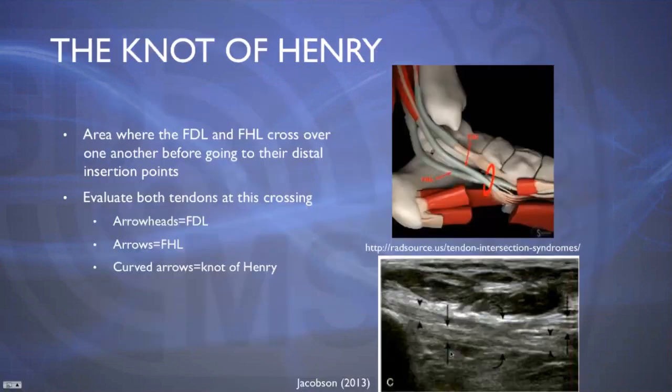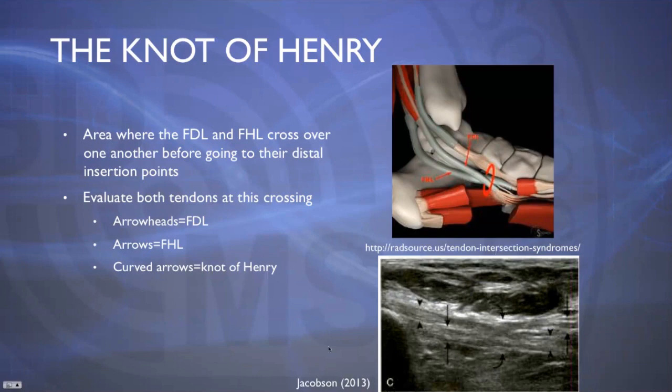The knot of Henry, this is where the flexor digitorum longus and the flexor hallucis longus tendon cross over each other before going to their distal destination insertion points. We look at both of these tendons at the crossing. So if we look here on the upper diagram, this is showing you where they're crossing each other. We have the flexor hallucis longus, flexor digitorum, they cross, and then they go to their distal destination points.